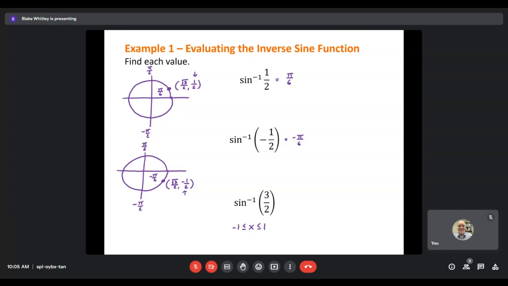Well, 3 halves is like 1.5. That's bigger than 1. So this one right here does not exist. So 3 halves is outside of that domain, and so we get a does not exist for this inverse.